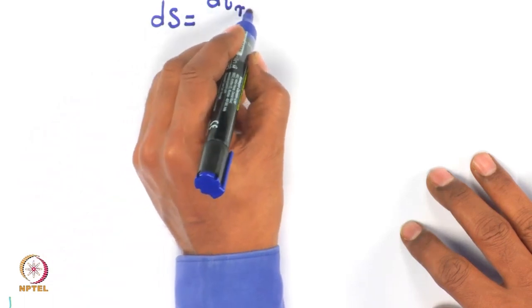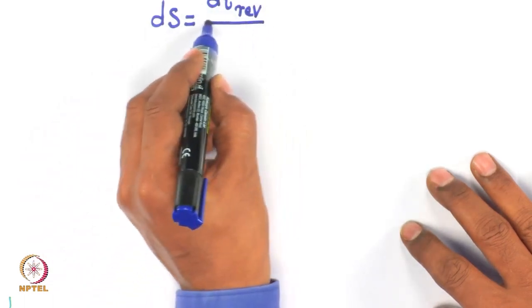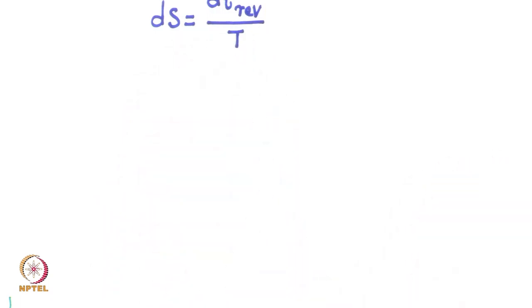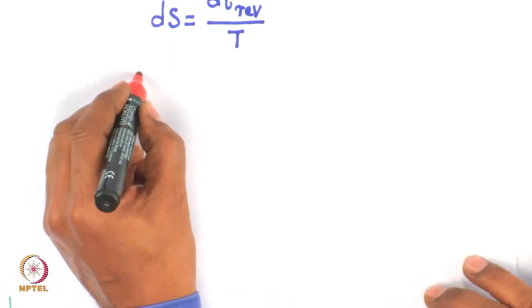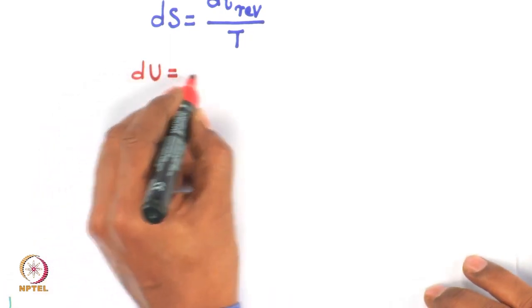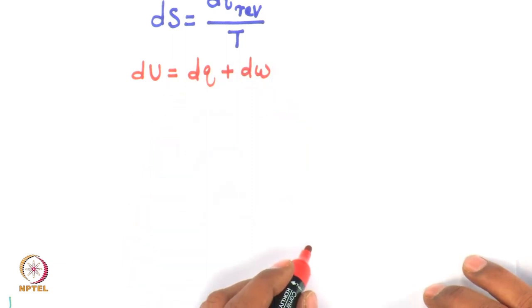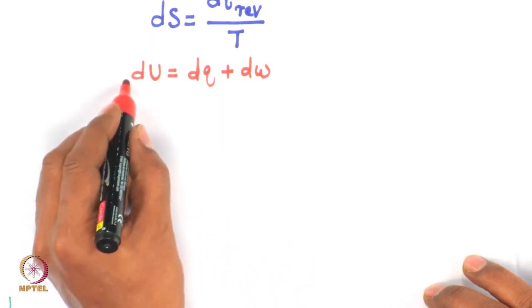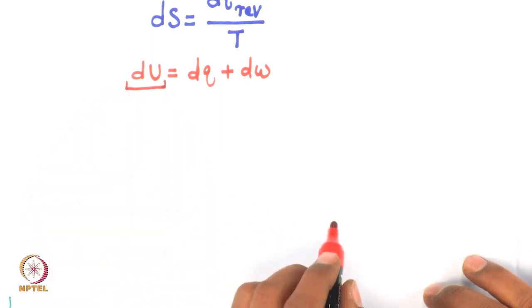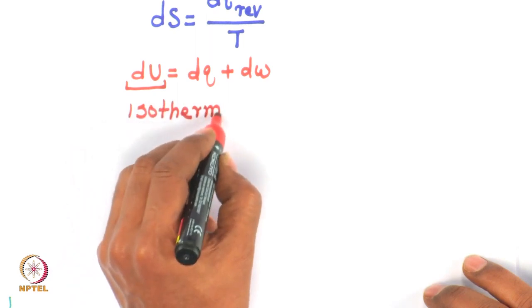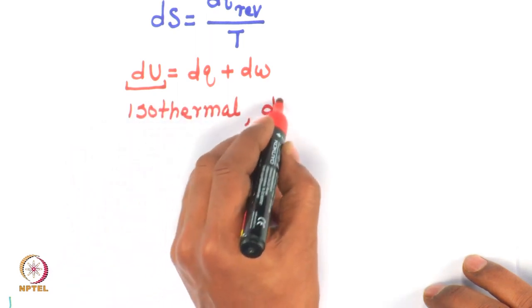dq. Remember that we always have to put the subscript reversible, divided by the temperature. This is the general expression. Now, let me use the first law, dU is equal to dq plus dw. Since we are dealing with the isothermal case, the internal energy does not change. Isothermal means dU is equal to 0.